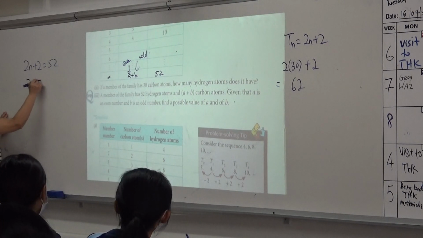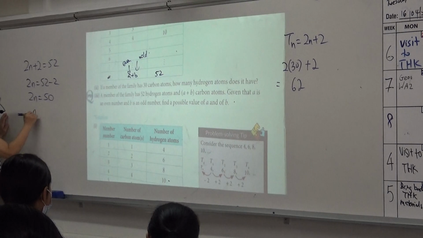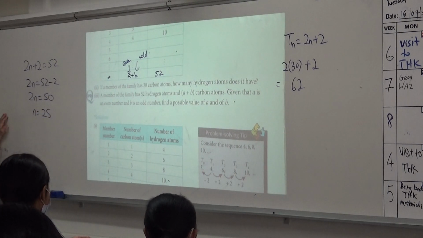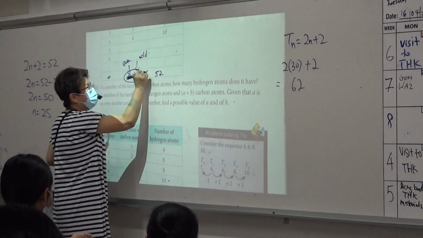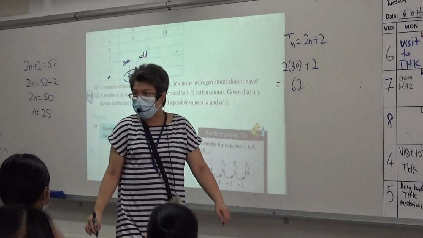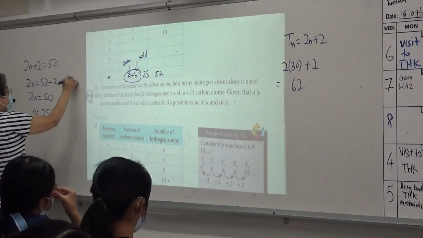So 2n is 52 minus 2. What's 2n? 50 plus n. 25, right? That means this one must be 25, right? Correct? Okay.